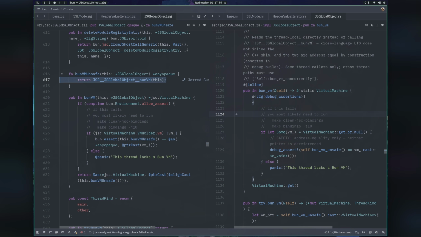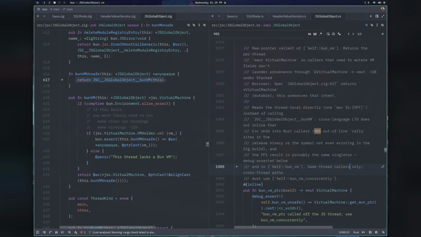Now look at the Rust version. I mean, you can even see it preserved the original comments that Jared made over a year ago. But look at this line right here at the bottom. This reads the thread local directly in just one assembly instruction, skipping the C++ shim function entirely. And in this comment right here that the agent left, you'll understand why.